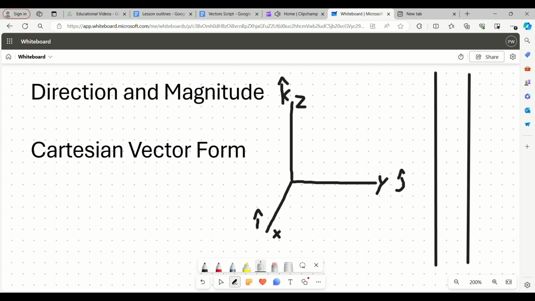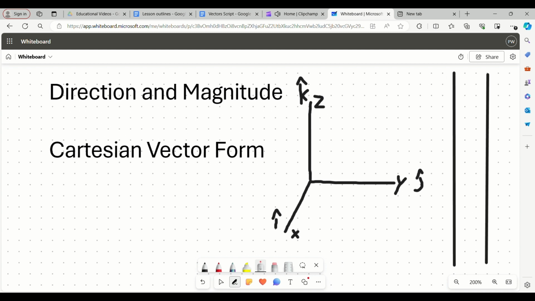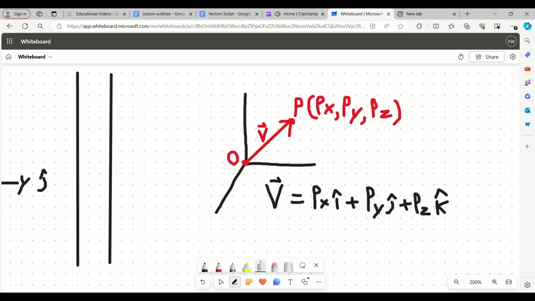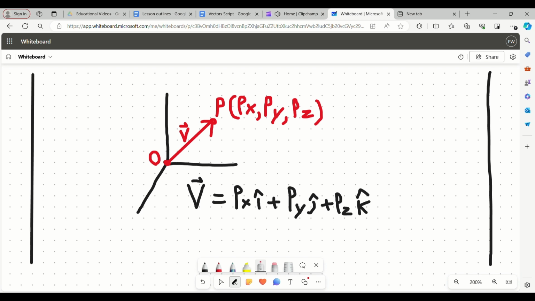At any location or point, there is an x, y, and z component. In Cartesian vector form for 3 dimensions, a vector has 3 parts in the i, j, and k direction, which you can define but are most commonly aligned with the x, y, and z axes. A vector going from the origin, 0, 0, 0, to a point P with coordinates px, py, pz has the form vector v is equal to px i hat plus py j hat plus pz k hat.